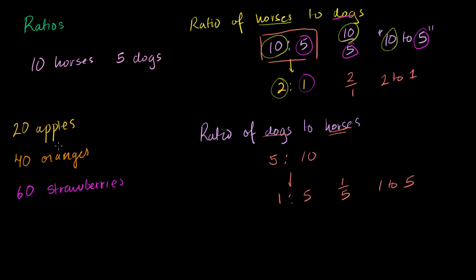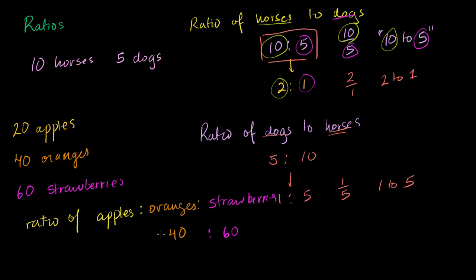Now, what is the ratio of apples to oranges to strawberries? So I could write it like this. I could write, what is the ratio of apples to oranges to strawberries. Well, I could start off by literally saying, for every 60 strawberries, I have 40 oranges, and I have 20 apples.